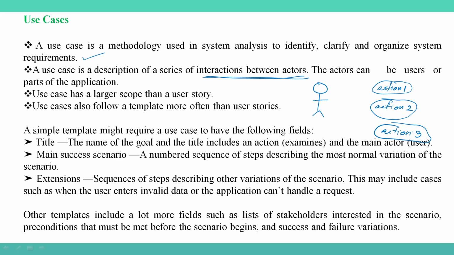Out of which this is actor 1, a particular role. Actor role 1 is accessing action 1 and action 2. Here we have another user. This is actor 2. This actor 2 is accessing action 3 and action 1. So we can understand what this action is. This action can be represented as an activity or set of activities. The actors can be users or part of the application. The use case has a larger scope than the user story.